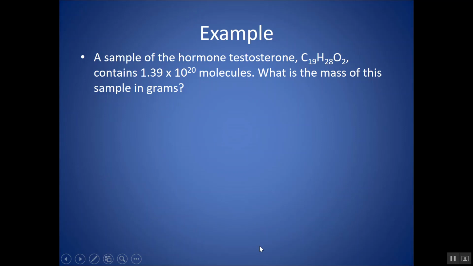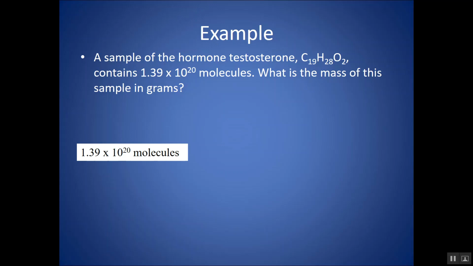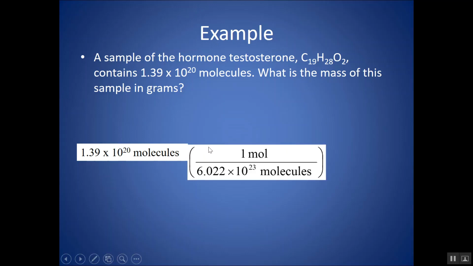Take one moment and try this one. 1.39 times 10 to the 20 molecules, and I want the mass. Well, I don't have a conversion factor that goes directly between molecules and mass, but I do know how many molecules are in a mole, so when in doubt, mole it out. Let's go through moles first. So molecules, change it into moles. There's 6.022 times 10 to the 23rd molecules in 1 mole, and now I'm in moles. Now I can figure out the mass by just using the molar mass.